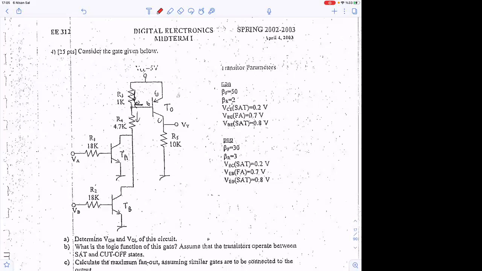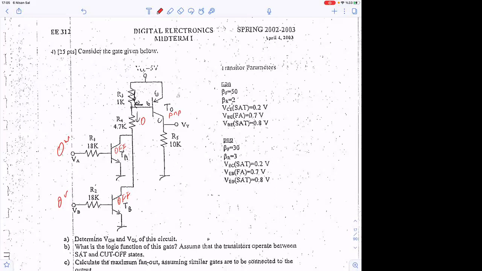Let's say this is 0. This is 0 volt. What happens to this? What happens to this? Off. Okay, so off means this current is 0. Okay, so now here, what type of transistor is this? PNP.